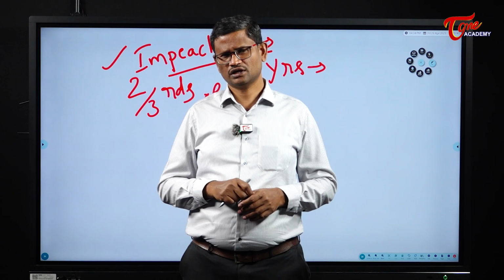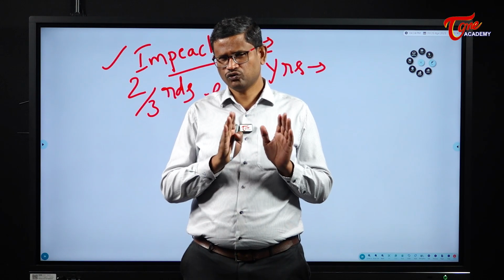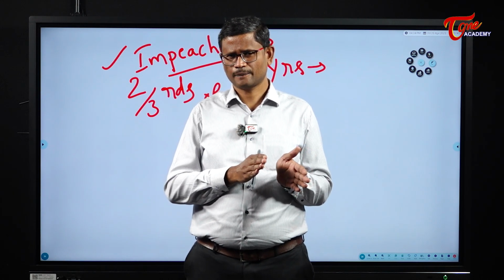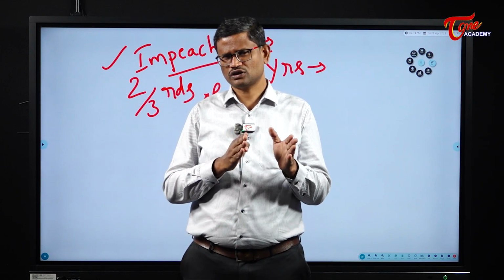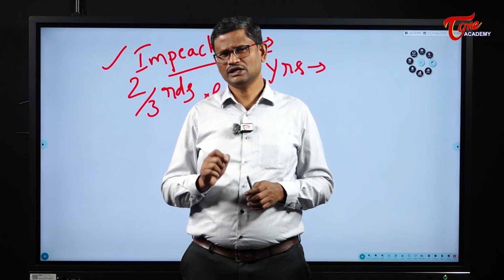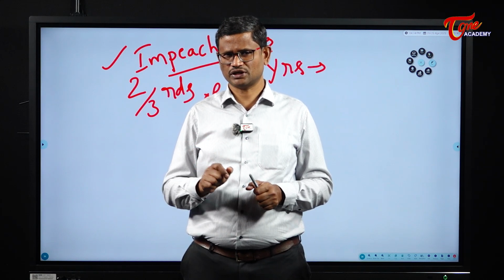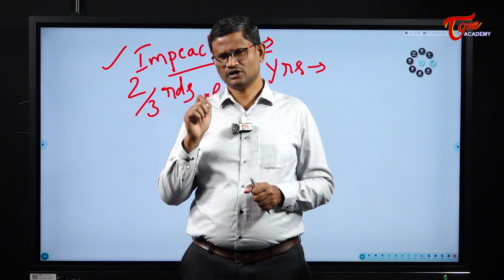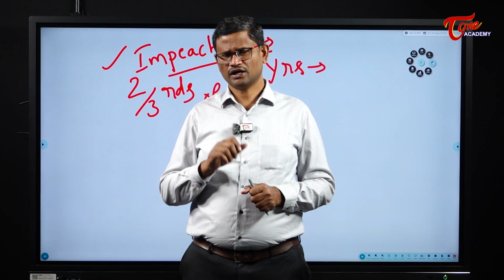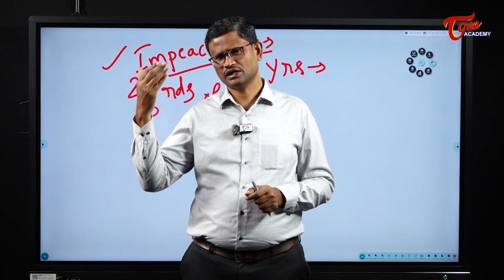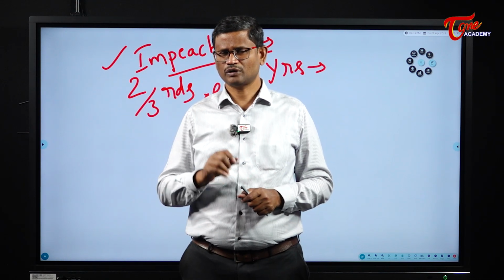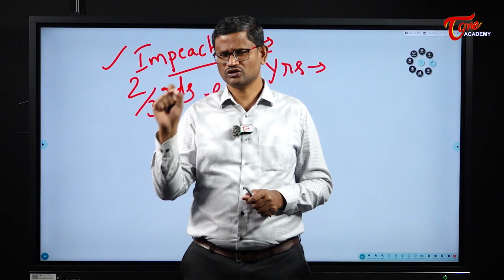But to initiate the impeachment, 1/4 of the strength of either Lok Sabha or Rajya Sabha shall initiate a motion for impeaching the President of India. And later on, when the motion is taken up and once it is admitted, the removal is formally taken up and the President is removed through a majority of 2/3 of the total strength.